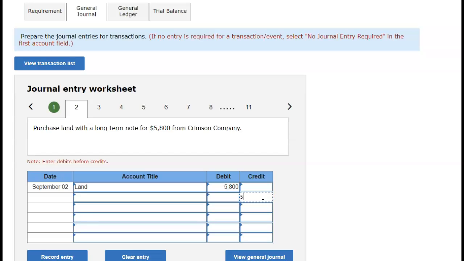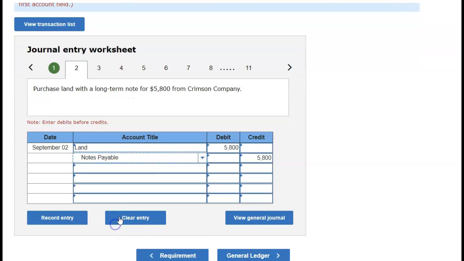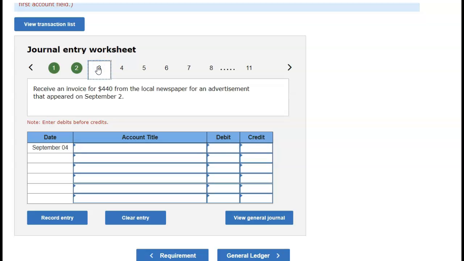Okay, and we know we're going to have a credit for 5,800. What would that be for? Something like note payable. Let's see if I can just type the word payable and it comes up. Well, it's not accounts payable. Accounts payable is used when we're buying things on open account and our vendors or suppliers agree to take our word to pay for it. But it is a note payable. Okay, it's a note payable for 5,800. That looks good. Let's move on to the next transaction.